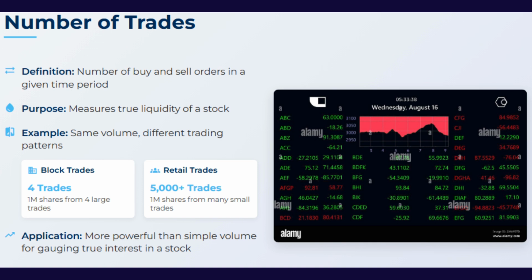Number of trades. Next, let's discuss the number of trades filter. Liquidity is one of the most important components of day trading. Liquidity can be defined as the ease with which you can get in and out of positions in an equity. This is particularly important for momentum traders and scalpers who rely on precise entries and exits.